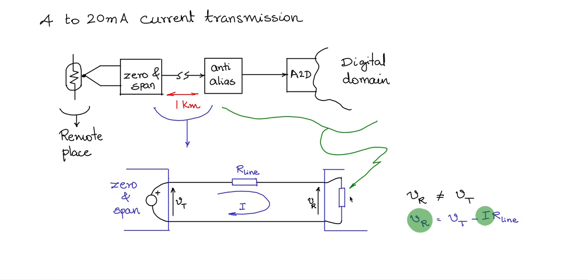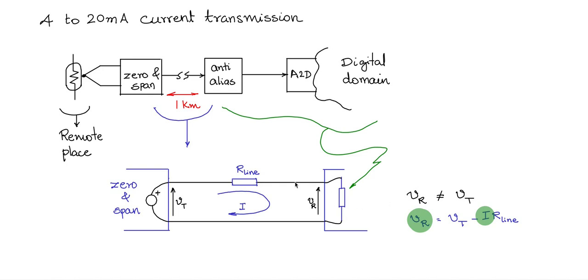So that knowledge will not be available at the receiving end. That is where you take this voltage Vr and convert it into the digital domain, and there will be sufficient uncertainty, and it is not good for the precision or the accuracy of the system.